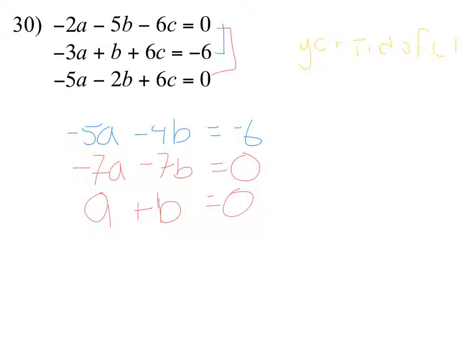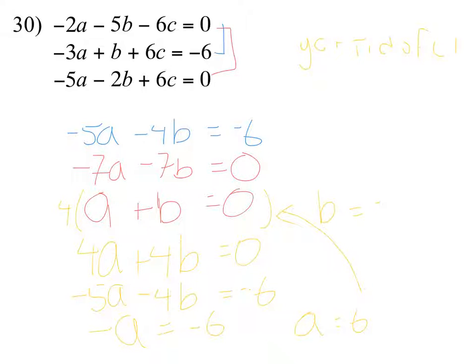Okay, I still need to get rid of a or b. And to do that, I might say, well, b and negative 4b, I can multiply this by 4. And I get 4a plus 4b is equal to 0. So then when I add these together, it's negative 5a minus 4b is equal to negative 6. My b's cancel out, I'm left with negative 1a is equal to negative 6, which means that a is equal to 6.